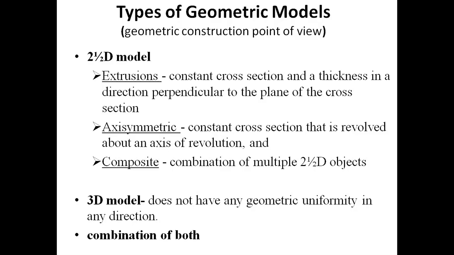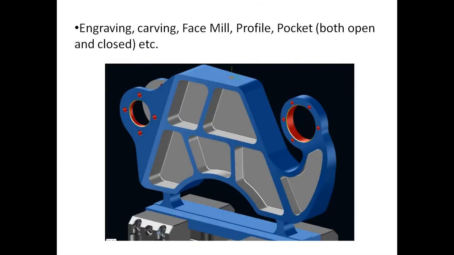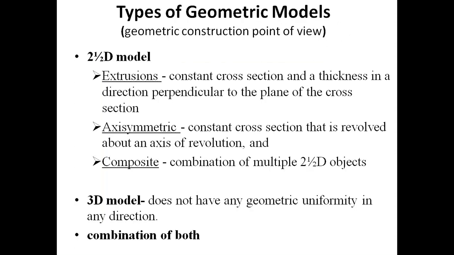The last model is a combination of both, where a 2.5D model and a 3D model are combined together. Meaning for some of the features there will be a constant thickness, and for some of the features there will not be any constant thickness or uniformity. Such models are a combination of 2.5D and 3D models. So this is how geometric models are classified from the geometric construction point of view.